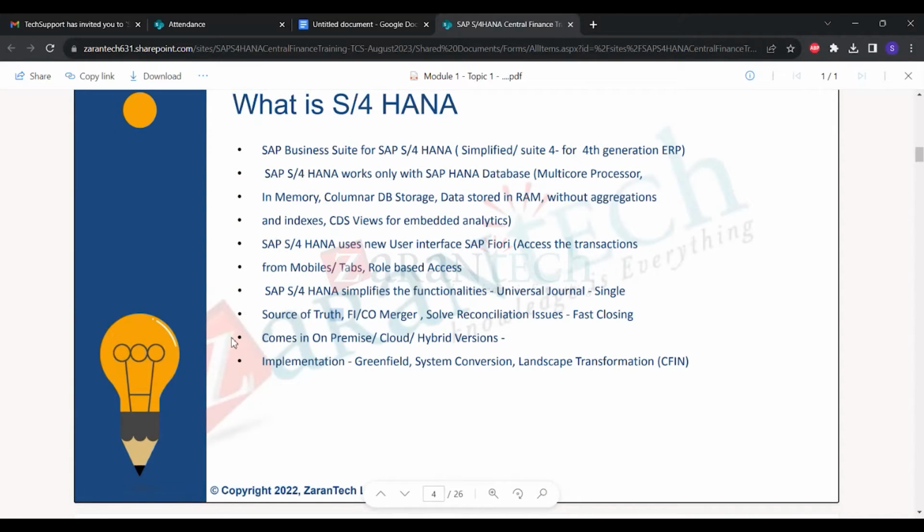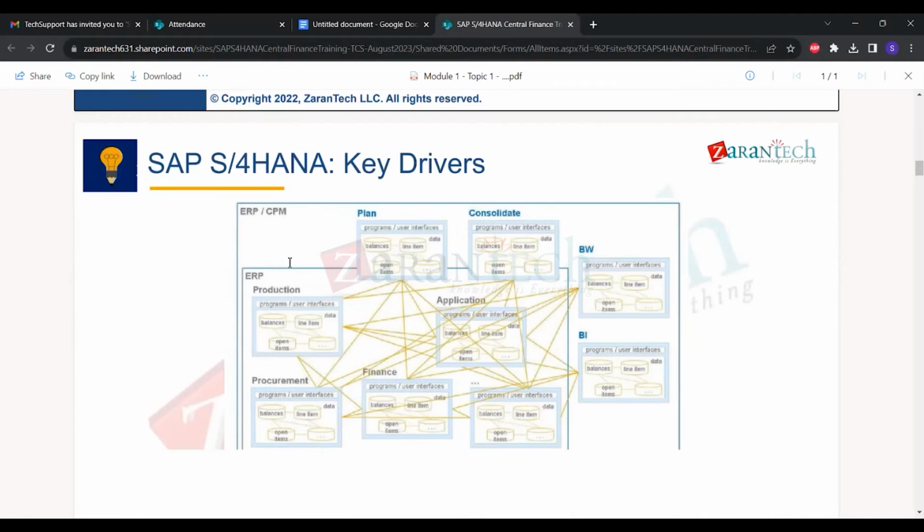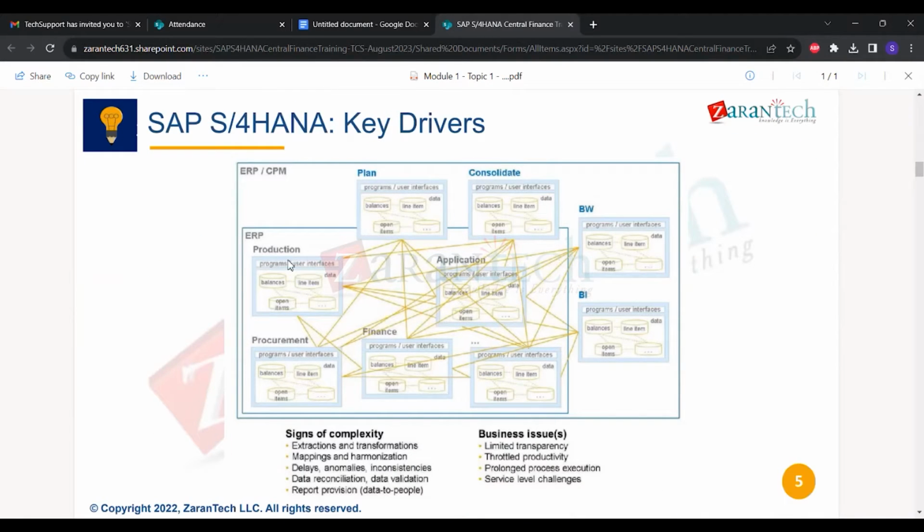Okay, so let's go to the next slide. So why S4HANA is required and what are the key drivers, like basically why any company should go for S4HANA. So before that, let's understand a little bit more about CFIN.